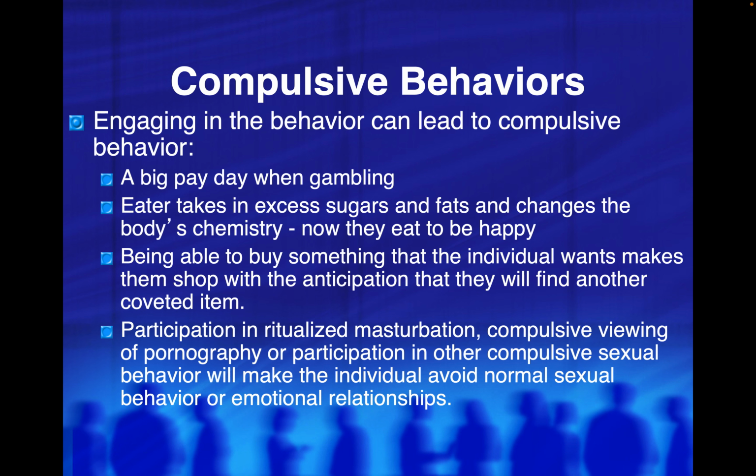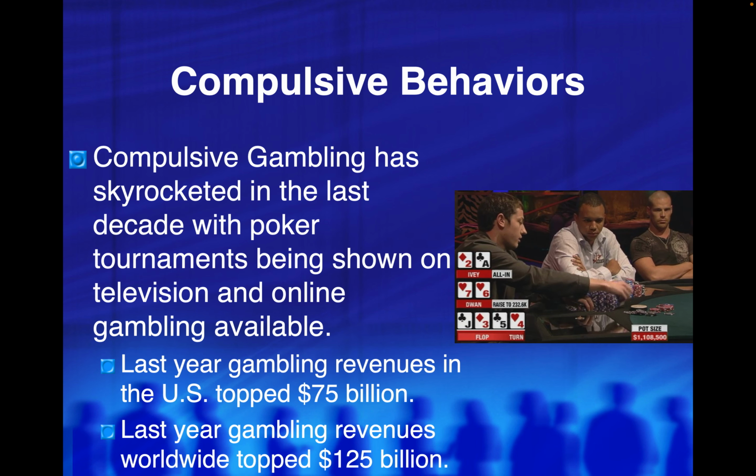A big payday when gambling. An eater takes in excessive sugars and fats and changes the body's chemistry. Now they eat to be happy. Being able to buy something that the individual wants makes them shop with the anticipation that they will find another coveted item. Participation in ritualized masturbation, compulsive viewing of pornography, or participation in other compulsive sexual behavior will make the individual avoid normal sexual behavior or emotional relationships.